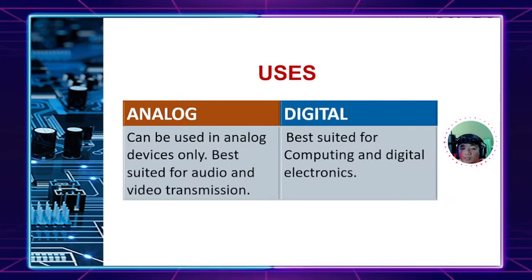In terms of uses, analog can be used in analog devices only, suited for audio and video transmission. Digital is used in computers, for computing and digital electronics. We need to study how devices work by means of digital electronics, such as the dispenser, washing machine, microwave, and air fryer. These are the new trends in electronics. These are what we call digital electronics.